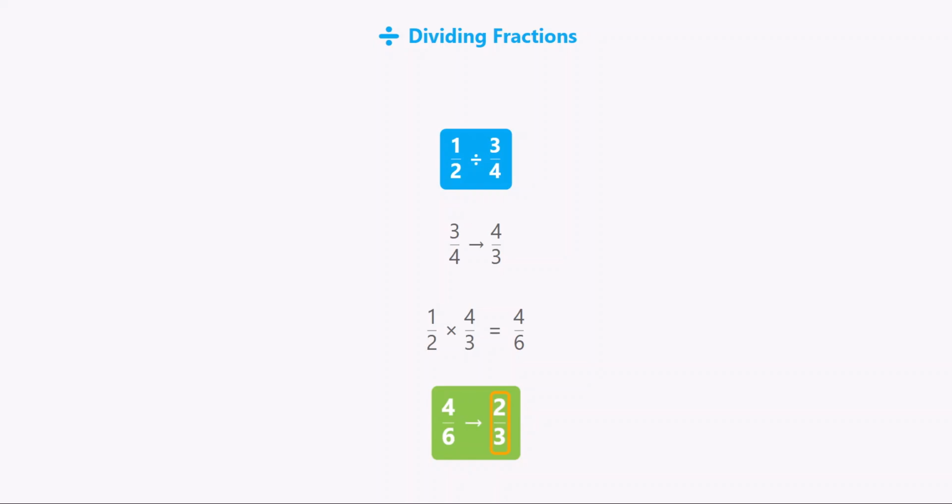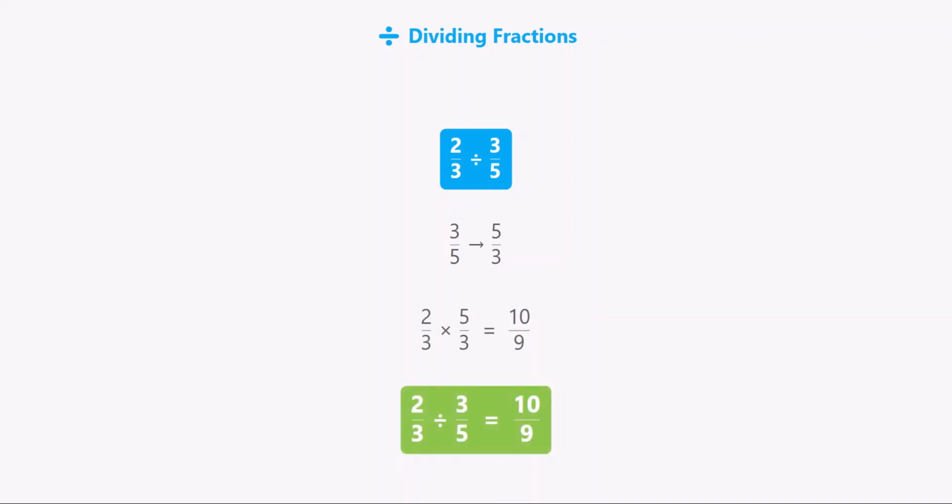Awesome! Let's try another one to make sure we've got it. Now divide 2/3 by 3/5. Flip the second fraction. 3/5 becomes 5/3. Multiply the fractions. 2/3 times 5/3 equals 10/9. So our final answer is 10/9.